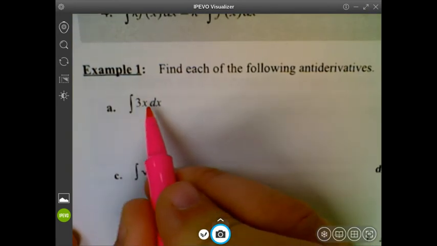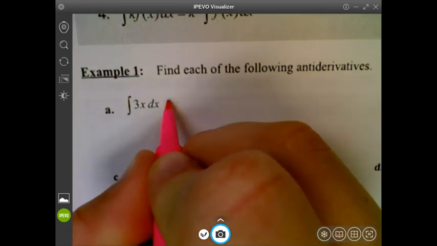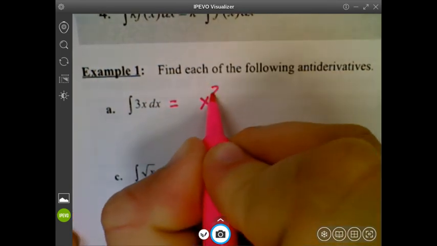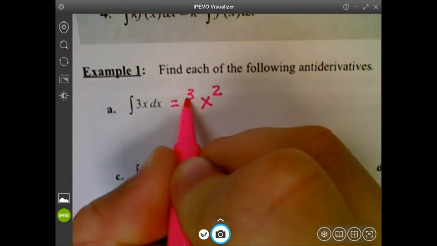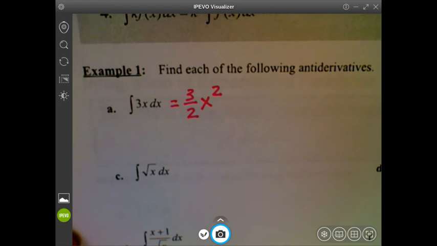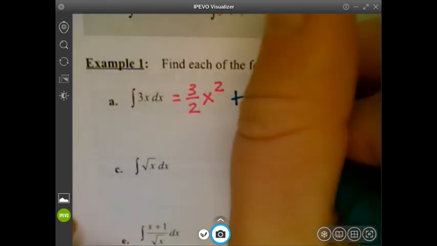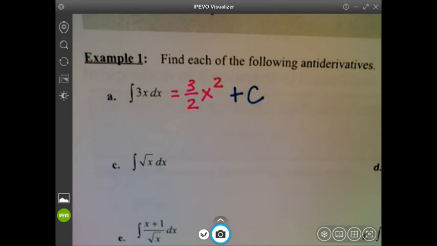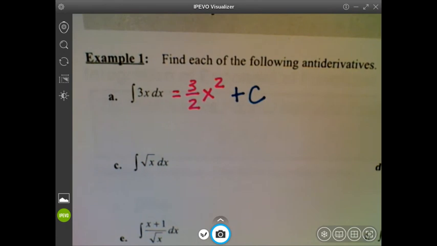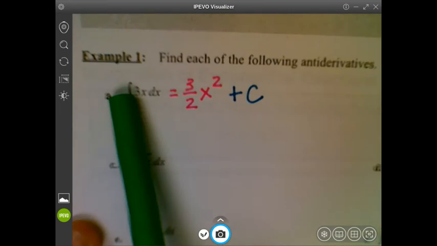Okay, so if this is 3x and we're taking the integral with respect to x, that's just what the dx means. We're going to add a power to the x, so that'll be an x squared, and then you're going to divide by 2. So in the front, you'll have 3 divided by 2. And then don't forget, at the end of this, you need a plus c. So if you're taking the integral of 3x dx, you'll have 3 over 2x squared plus c. If you ever want to check to make sure that you did it right, take the derivative. Go from here to here to take the derivative.